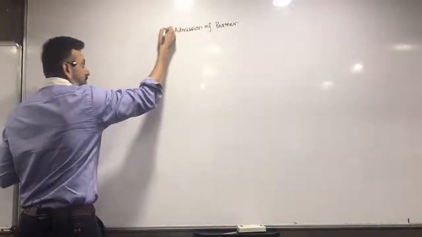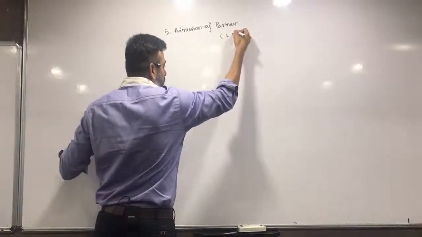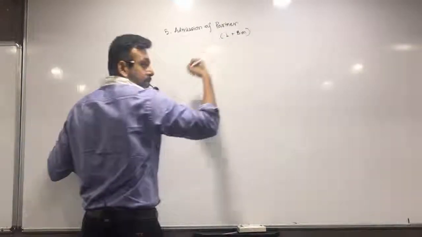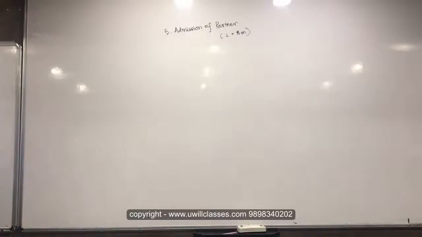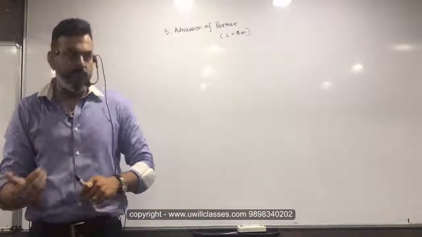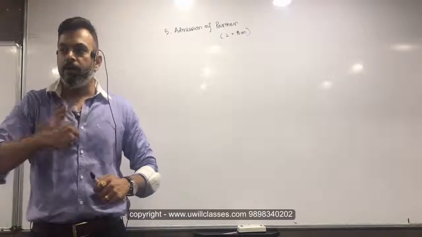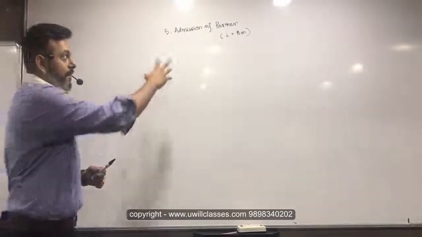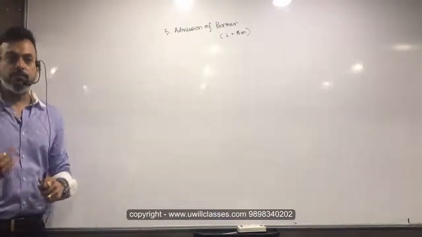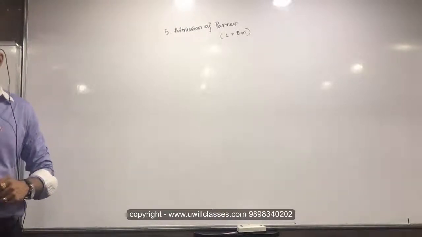This is chapter number 5, admission of partner, 1 mark MCQ plus 8 marks का full-fledged sum. Now, try to understand the concepts, how we pass the entries, how we do the sum, how various concepts affect this admission. So it will help you to get full marks and you'll not make mistakes, and understand things better.